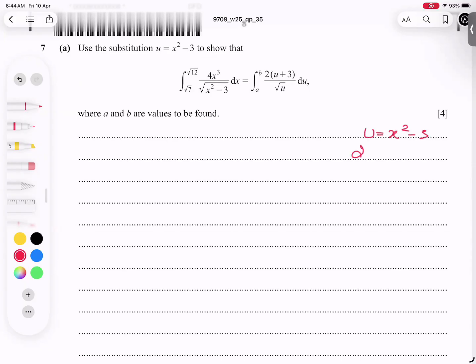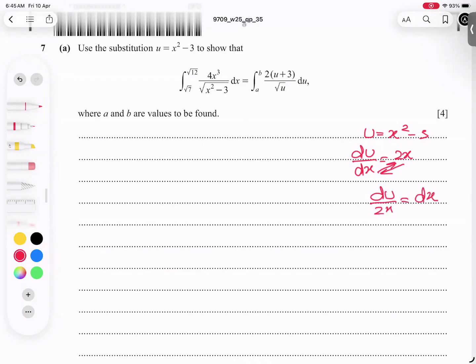I will differentiate: du over dx. 2 will come down and the power becomes 1 less, and 3 becomes 0. Because I have to replace dx, this will go there and that will come down. So it means dx basically equals du over 2x.